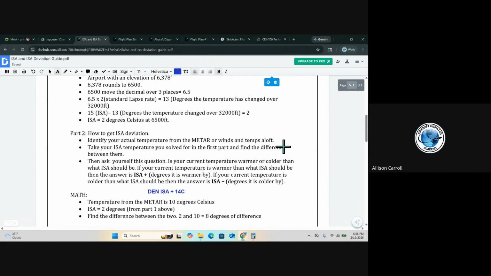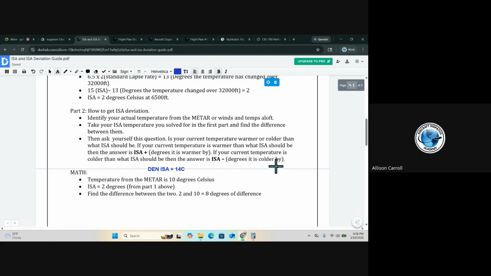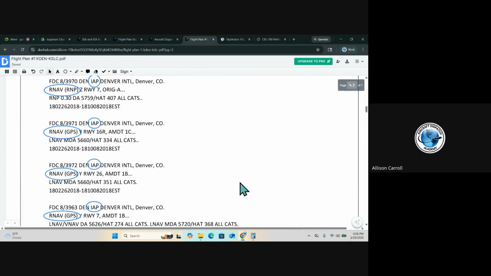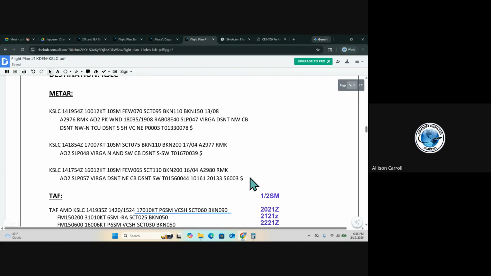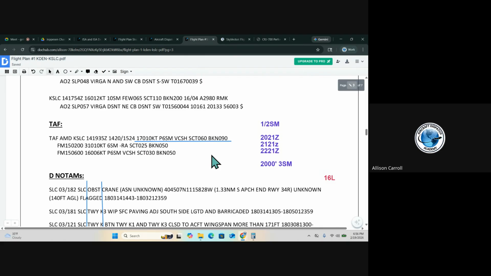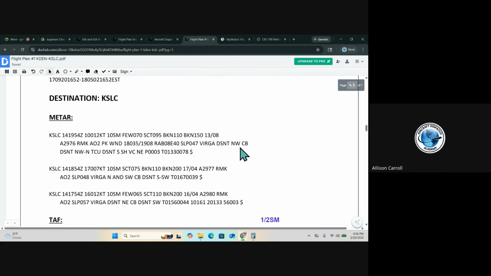Now, how far away from ISA are we deviating? And that's where we find our current temperature in the METAR. So now Salt Lake. Normally for the destination, we look at the TAF, but guess what? You're never going to find the temperature in the TAF. So we always just tell people, hey, go to the current METAR and just get that temperature.